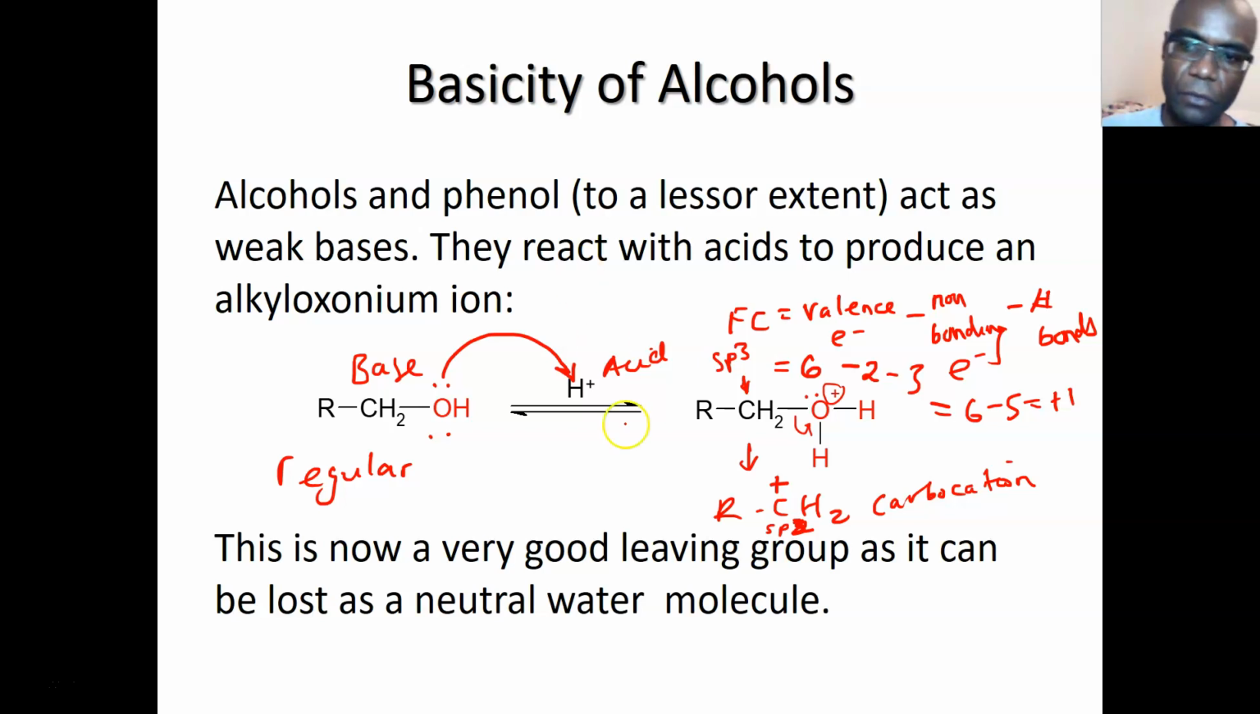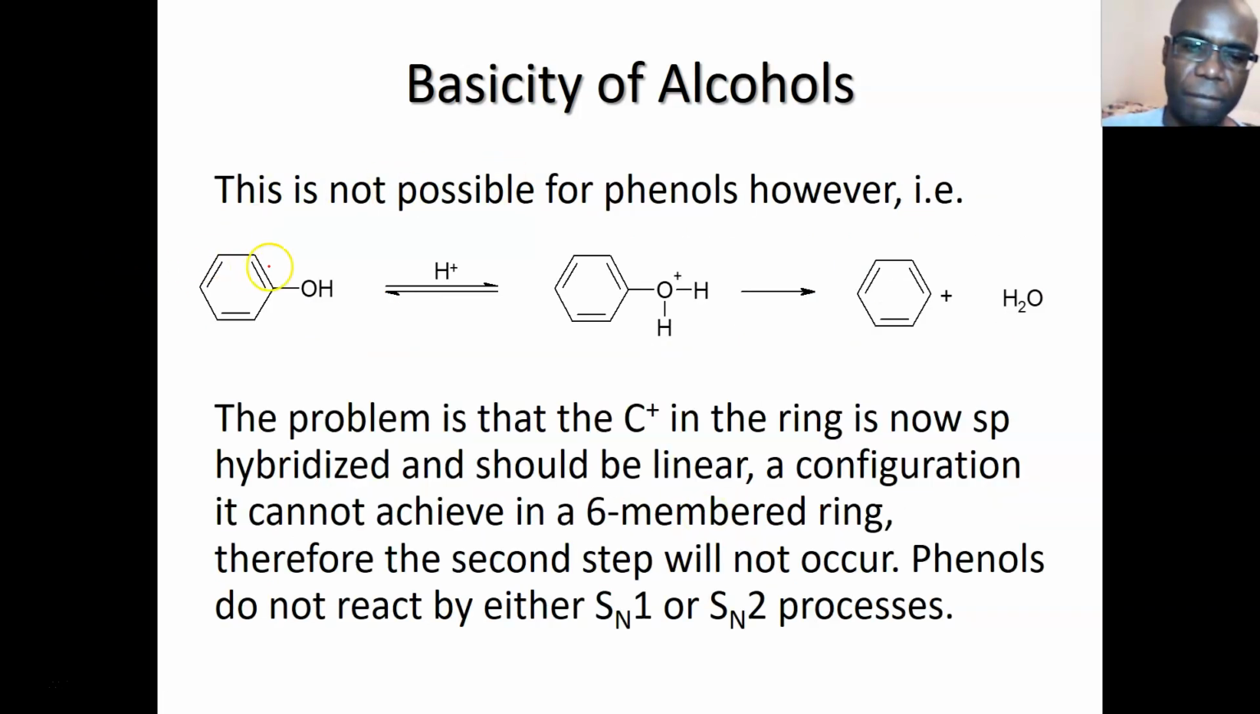Okay, so this structure right here is called an alkyloxonium ion, which makes a good leaving group out of OH, which will fall off as water. So when the water falls off, you get a carbocation and H2O. All right. What of phenols?